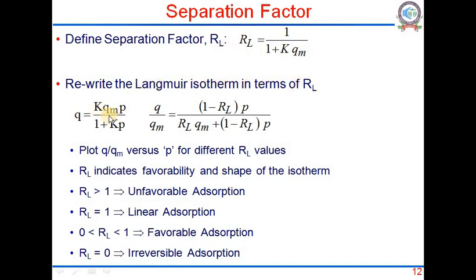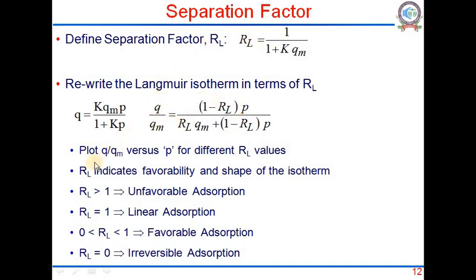So if you write this Langmuir isotherm in terms of this RL, you will find that Q by Qm is equal to (1 minus RL) into P divided by (RL Qm) (1 minus RL) into P. Now try to derive this expression, don't just take this for granted. Use this definition and you can easily derive this expression.